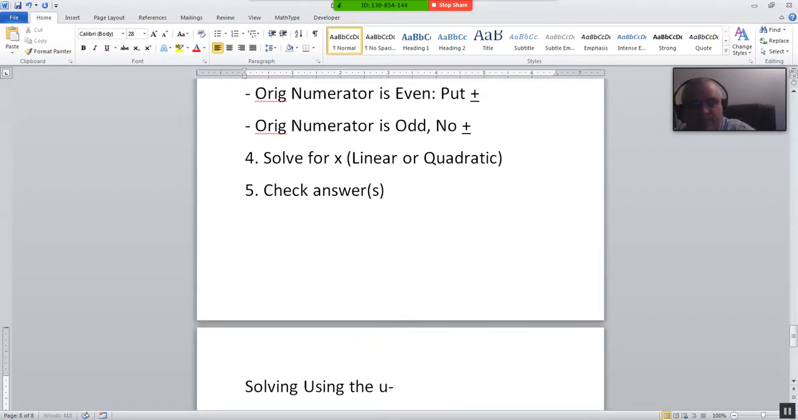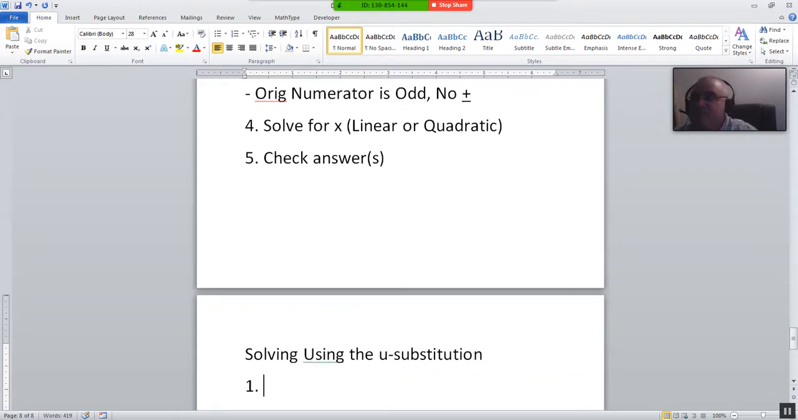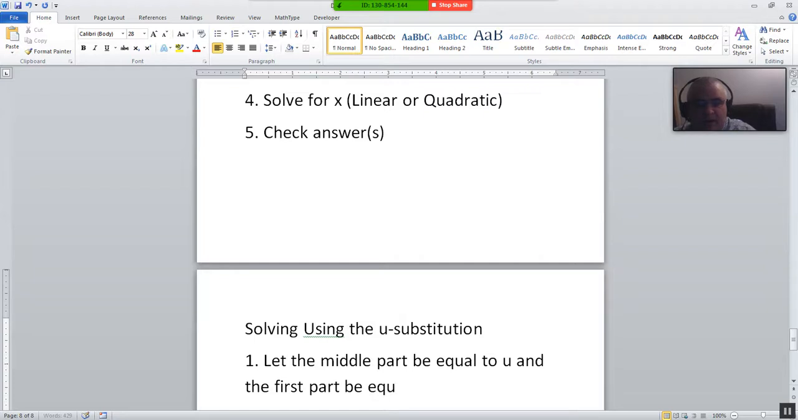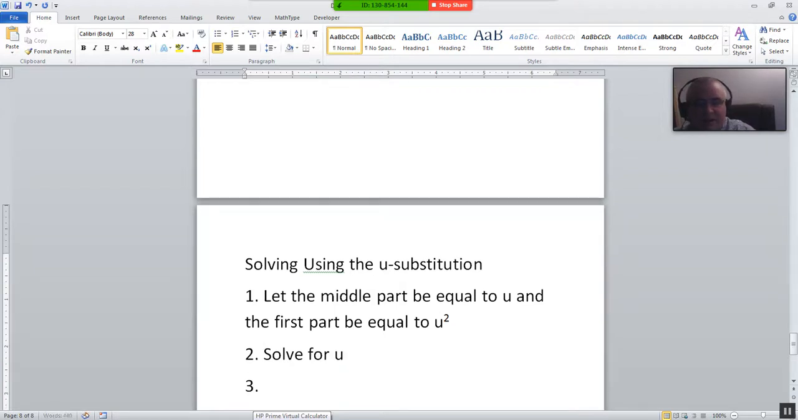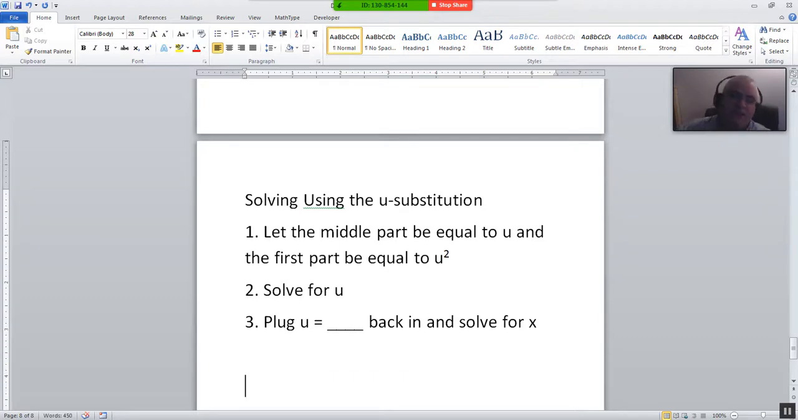Solving using the U substitution. Step 1. Let the middle part be equal to U, and the first part be equal to U squared. Now step 2 says solve for U, whatever that means. And step 3 is plug U equals blank back in and solve for x. This is probably one of the most vague processes there is in math. Has to be for a reason.